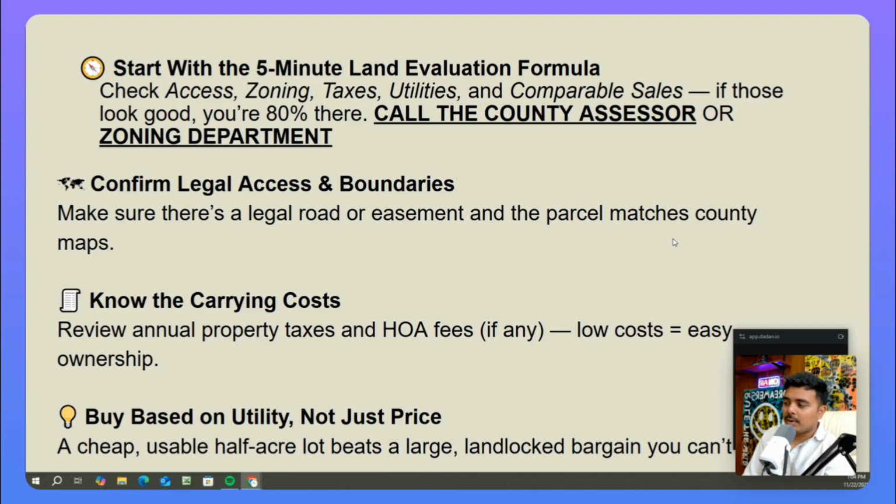Right. And also, what I wrote, a cheap, usable half-acre lot beats a large landlocked bargain you can't reach. So that's something to think about. And going in the next video, we're going to look at a couple of deals, and we're going to walk through the 5-step evaluation.